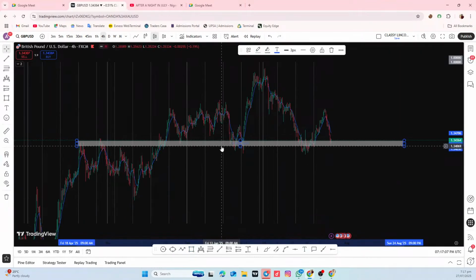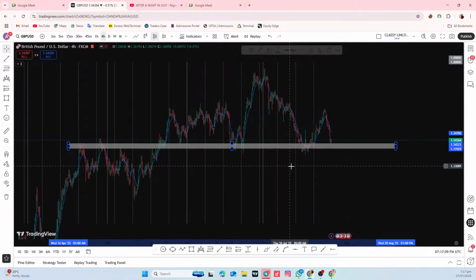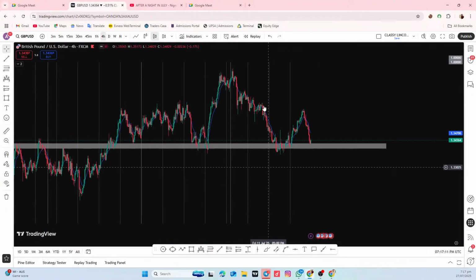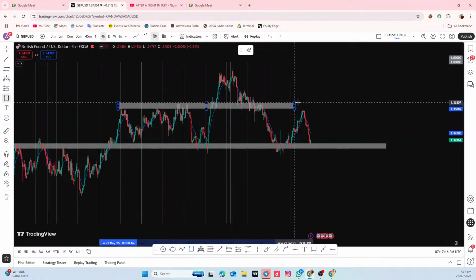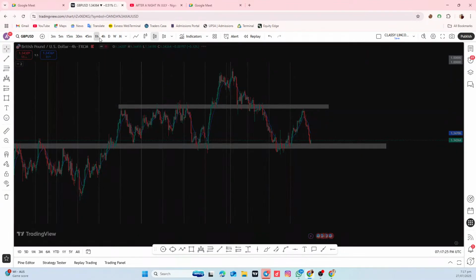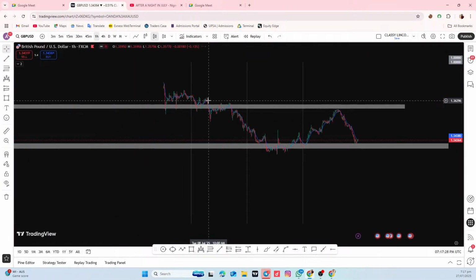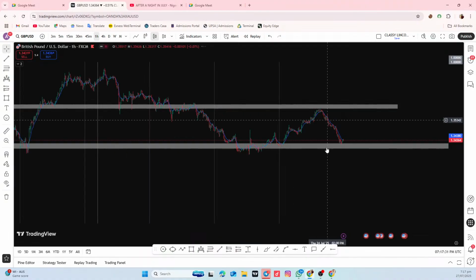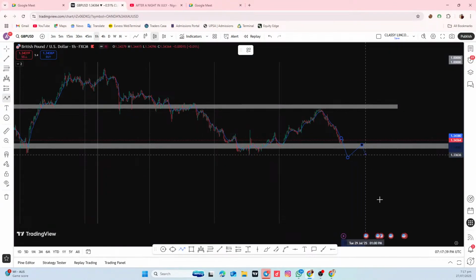Having this key level in place is going to tell us what we have to do next. And you have another key level here, of which it has tested. So if GBPUSD is able to break this low, that means you are going to be looking for more sales on GBPUSD.